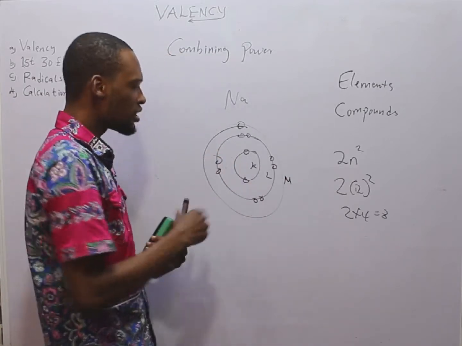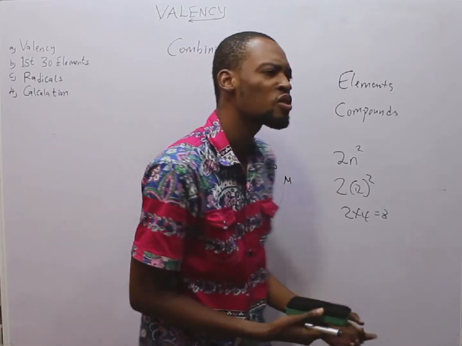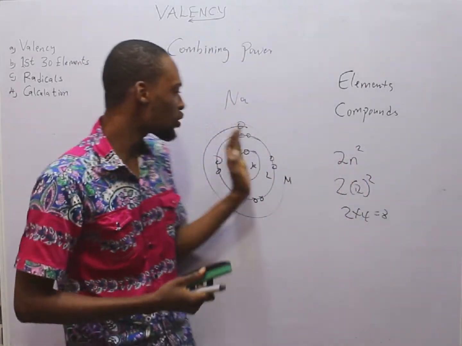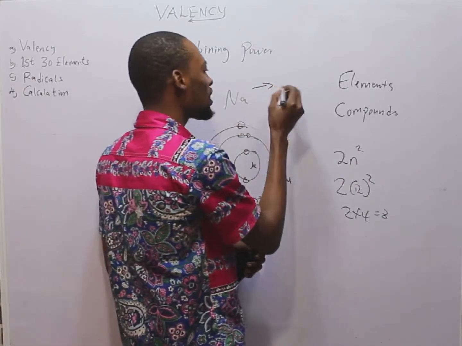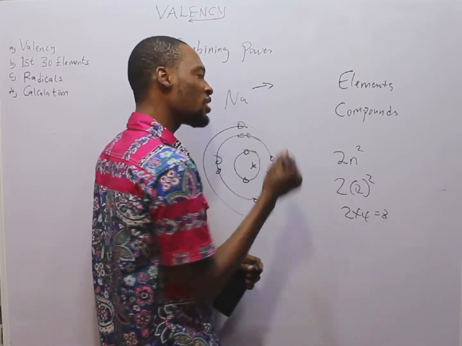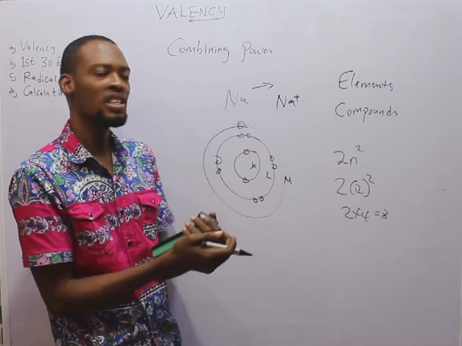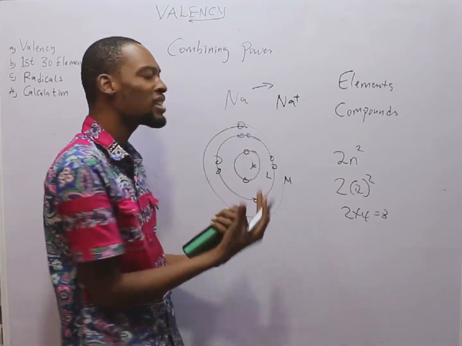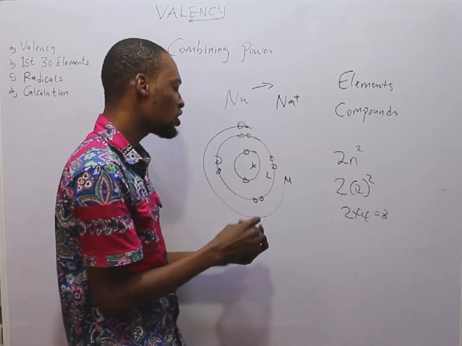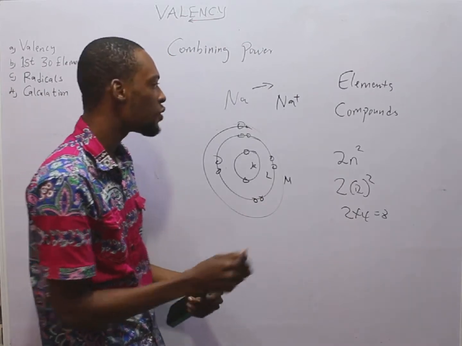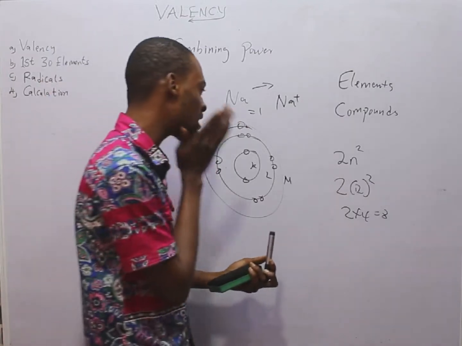What do you notice? The first shell is filled up. The second shell is filled up, which means sodium has 2 filled shells. In the third one, we have just 1 electron in the outermost shell. And sodium can give out 1 electron. When an atom receives or gives out an electron, it becomes an ion. So the maximum sodium can give out is 1 to become positively charged, which means to form the sodium ion. Therefore, the valency of sodium is 1, since it has 1 electron in the outermost shell and it can give out that 1.